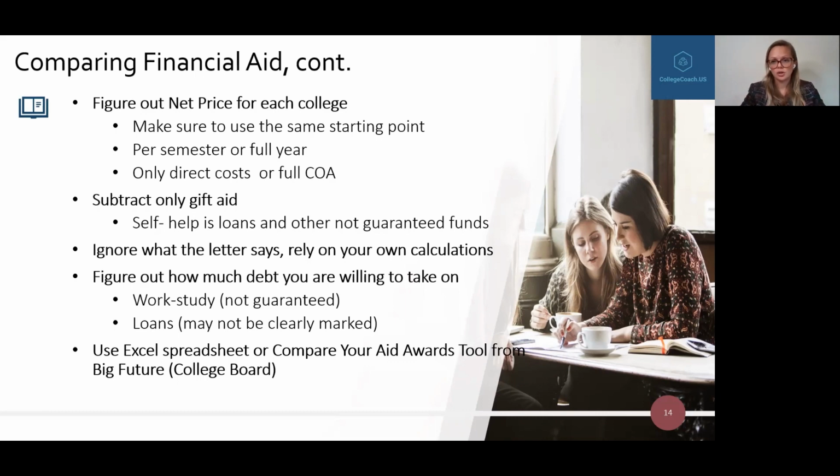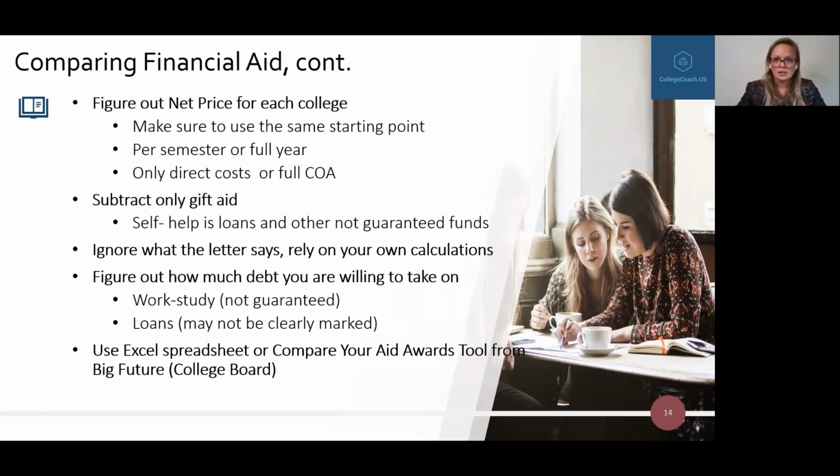Again, direct cost or full cost of attendance, I recommend doing direct costs only. Then subtract your gift aid only. Why? Because work study is not guaranteed. Loans is something that you need to pay back anyway. So, okay, you're not going to owe it right now, but later down the line, you're going to owe that money with interest, which is going to be even more expensive. So you need to figure out how much it's actually going to cost you, not just today, but also down the road. So subtract gift aid only.